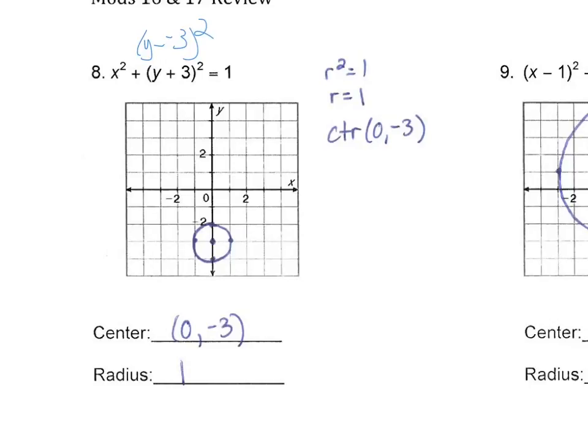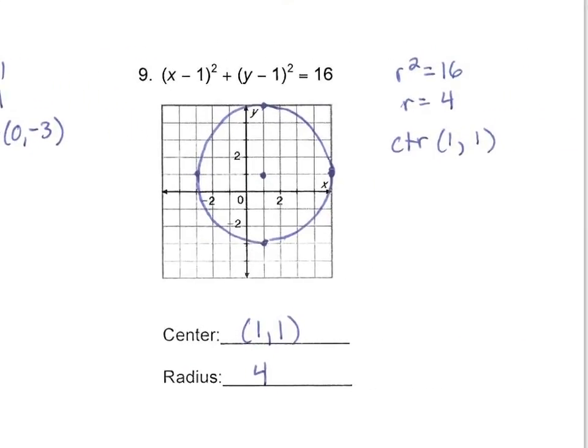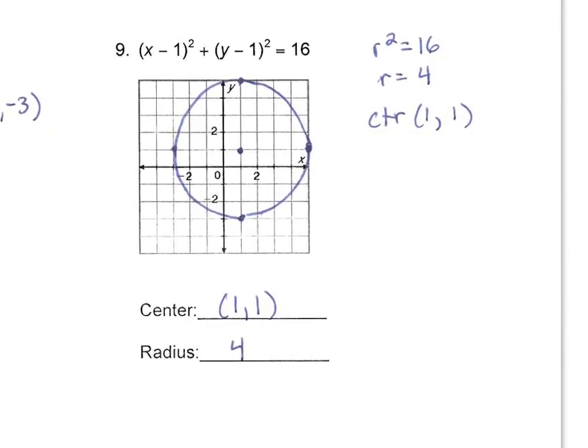The very last problem in this review, you guys, number 9, we're going to read the center off of the equation for number 9. We're going to see that our h and our k values are just 1. So our center is 1, 1, and our r squared is 16, which has a nice square root of 4. And so we're going 1, 2, 3, 4 units above, to the right, below, and to the left to create our points that are going to guide the rest of our graph.